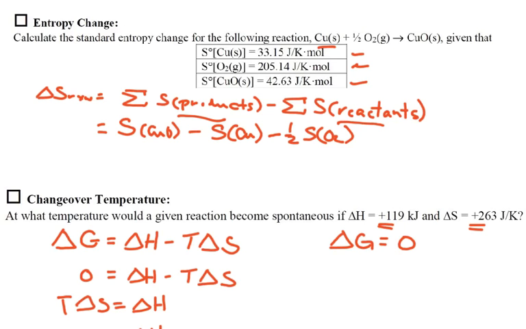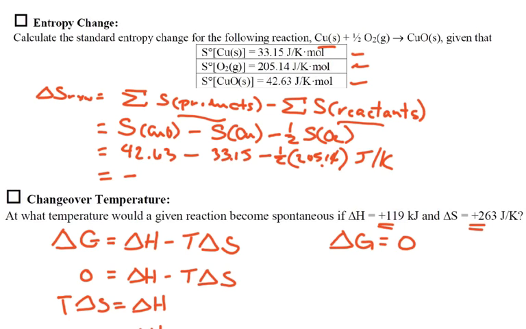So it's CuO, which is 42.63, okay, minus the value for Cu, which is 33.15, and minus 1/2 of the value for O2, which is 205.14. Okay, and these are all going to be joules per Kelvin. And the answer comes out to be negative 93.09, and that's going to be joules per Kelvin. Now these values were joules per Kelvin mole, and we were multiplying by 1/2 mole or multiplying by 1 mole and 1 mole, so that's where those moles went away. Okay, so negative 93.09 joules per Kelvin.